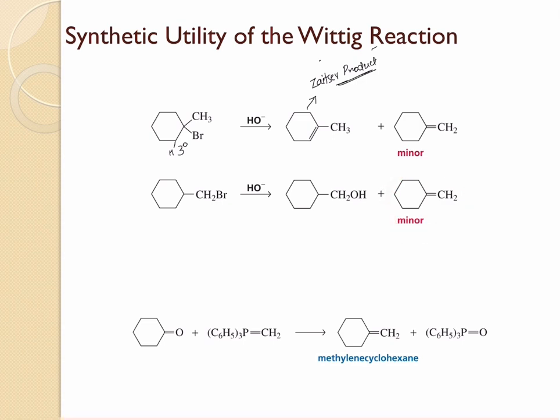But when you employ the Wittig reaction, you can easily form this alkene, for which you're going to take cyclohexanone reacted with a ylide, in which case the oxygen and the group that is attached to phosphorus in the ylide are going to get exchanged to form the only alkene, methylene cyclohexane. So Wittig reactions are useful in the synthesis of terminal alkenes, which are otherwise difficult to synthesize.